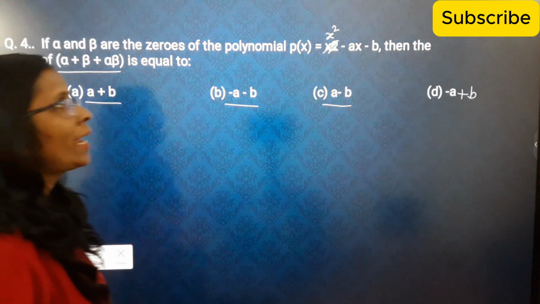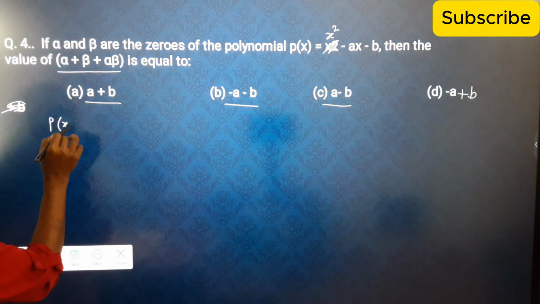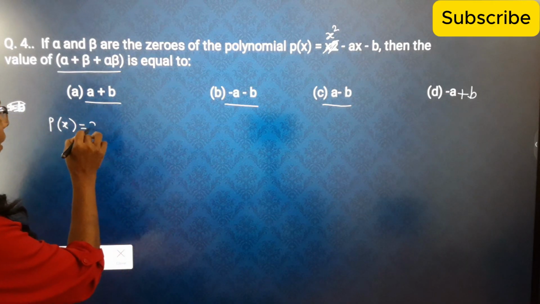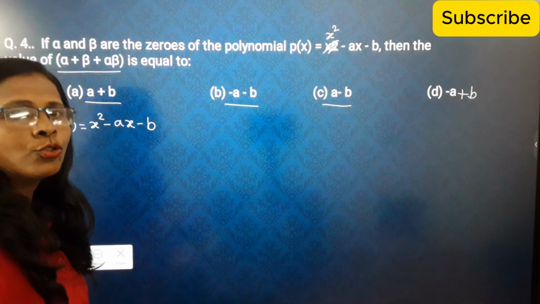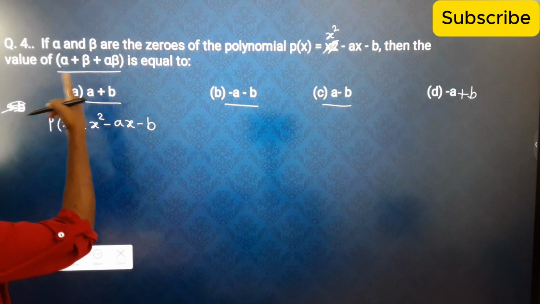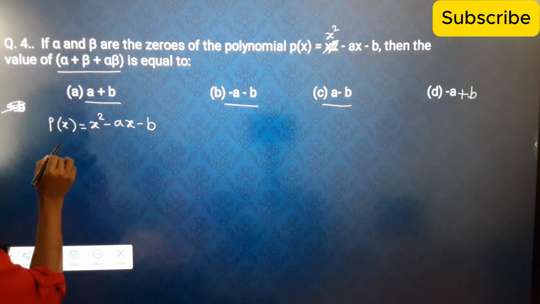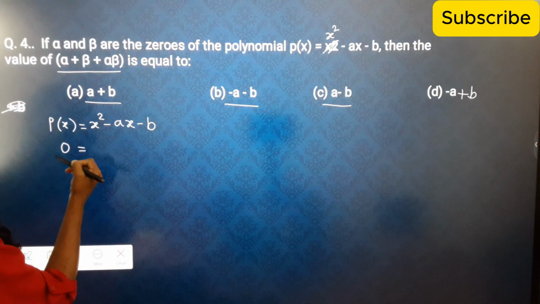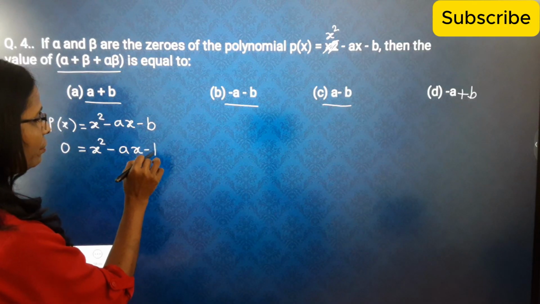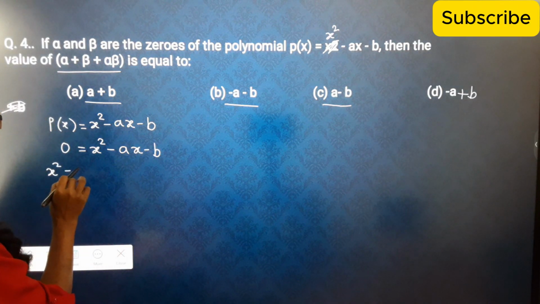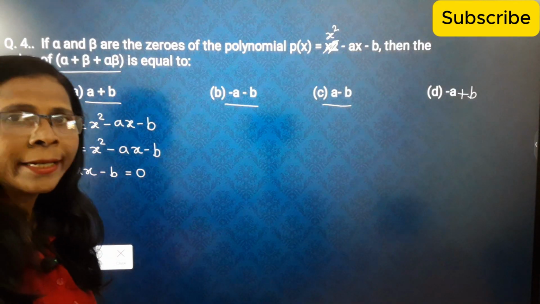So here first we write the polynomial, that is the given polynomial p of x is equal to x square minus ax minus b. Okay students, so now here alpha and beta are the zeros of the polynomial. So zeros means p of x is equal to 0. So 0 is equal to x square minus ax minus b. That means x square minus ax minus b is equal to 0. Now we have the quadratic equation.